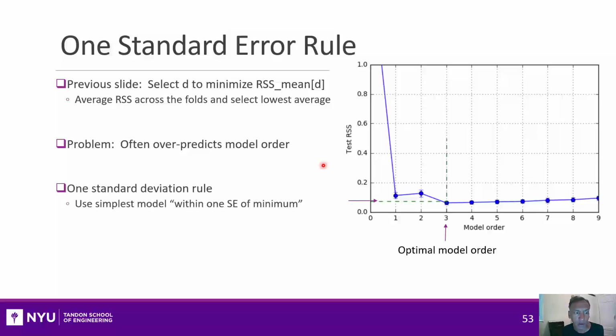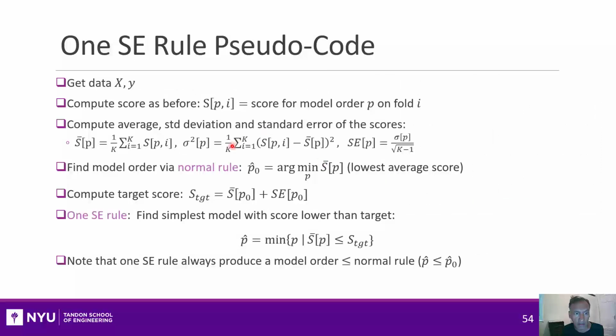You use something called the one standard error rule, which is you pick the model order that gives you the lowest error within one standard error. Now, what does that mean mathematically? It's just this, in pseudocode. You get your data, x and y, as before.